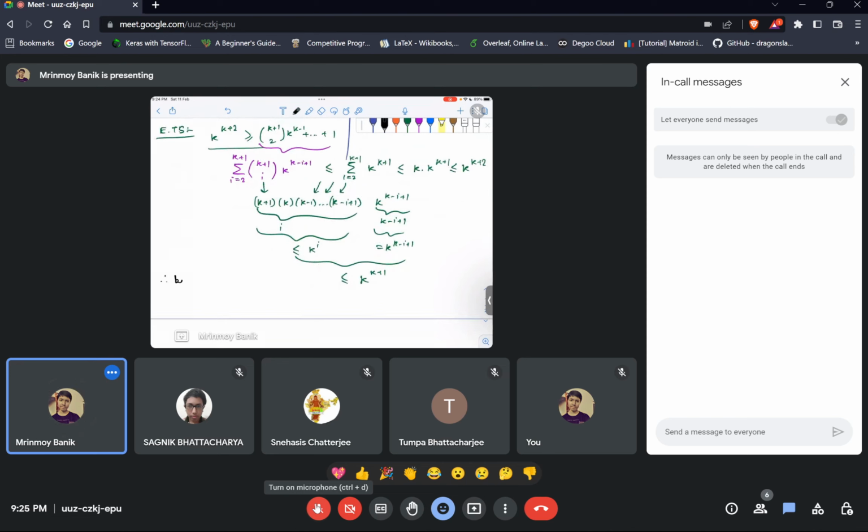Therefore, by the principle of mathematical induction, I guess the variable was n, (n factorial) squared is indeed greater than n power n.